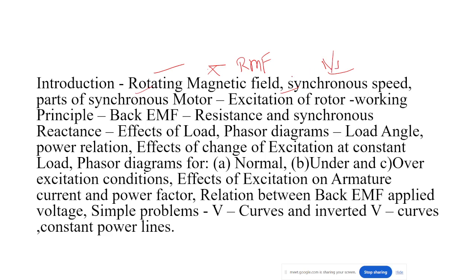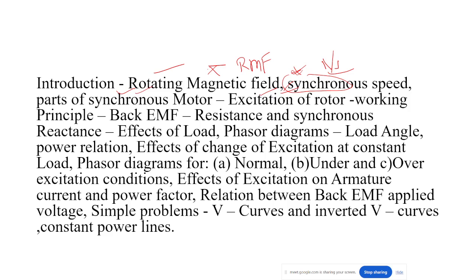So why are we naming the motor synchronous, and what are the parts of the synchronous motor? There are different parts, depending upon the rotor. We'll have different configurations of the rotor, and we'll talk about excitation. Why do we need the excitation? To run at synchronous speed we require the excitation.